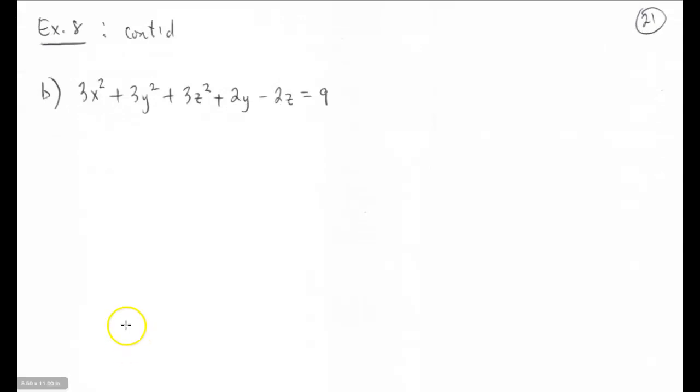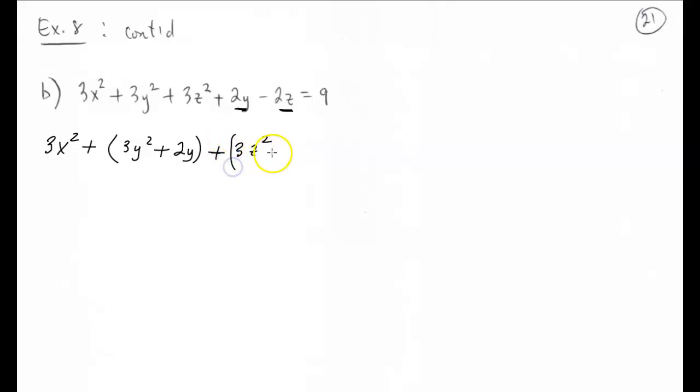And so for this one, we're going to take the same strategy here. So notice that we have these terms with y and z in it here. So I'm going to say 3x squared plus, and then I have 3y squared plus 2y, and then I'll have 3z squared minus 2z, and that equals 9.